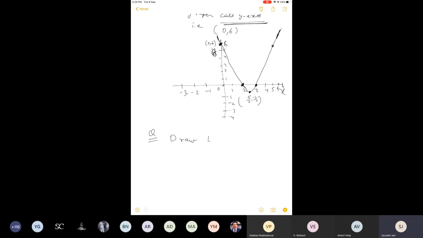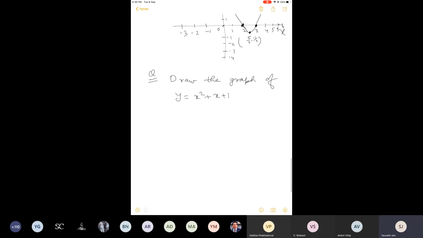You try the second one. Draw the graph of y equals x square plus x plus 1. Try this and try to make this in your copy, and then you will see whether your graph was right or wrong. I'll make it for you. Okay, try it and try to draw it in your copy.